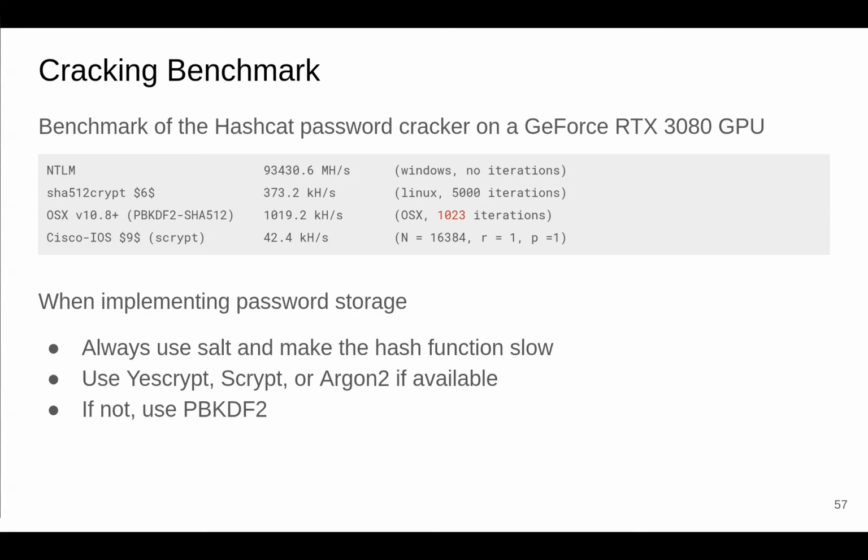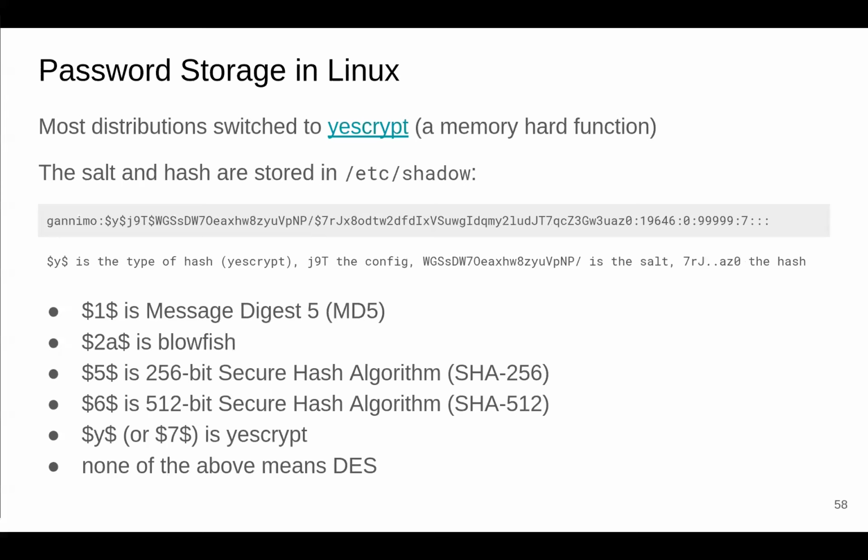When implementing password storage, always use salt and make the hash function slow. Use yescrypt, scrypt, or Argon2 if available. Otherwise, use the key derivation function too. Now on Linux, most systems have switched to yescrypt, which is the memory hard function I just mentioned. Salt and hashes are stored in /etc/shadow, right? And you know why.